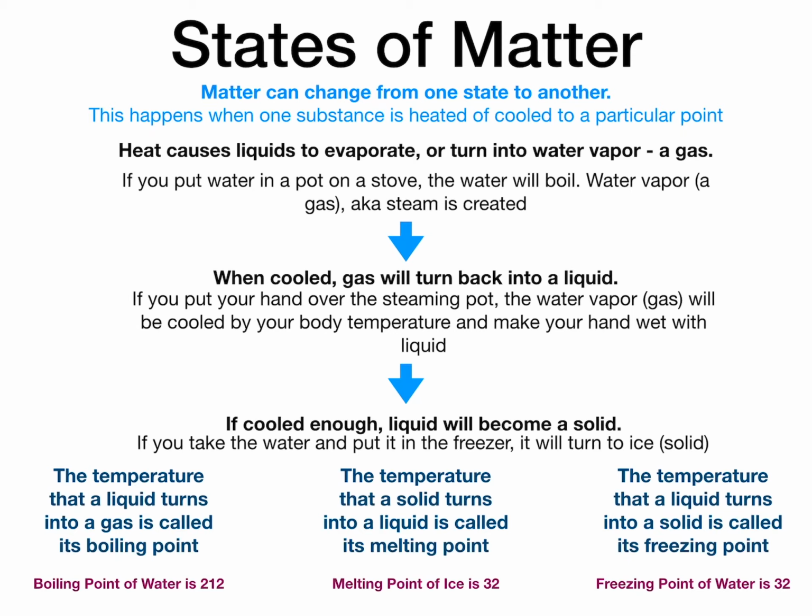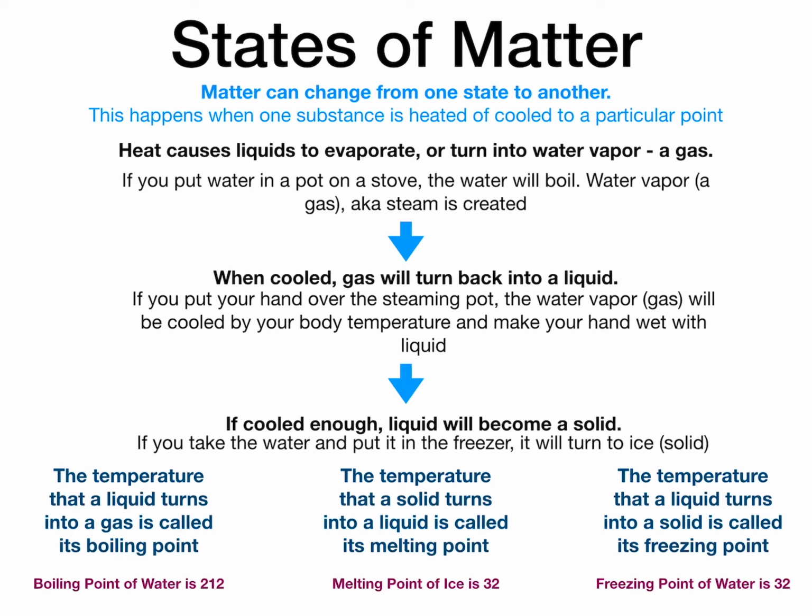So for example, if you ever put your hand over a steaming pot, or if you put your glasses in the steam, you know that that water vapor, that gas, is going to be cooled by your body's temperature, and now your glasses or your hand is going to become full of liquid and covered in water. That is a gas turning back into a liquid. The process of liquids turning into gas is called evaporation, and the process of gas turning into a liquid is called condensation.